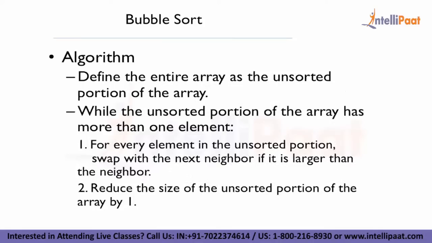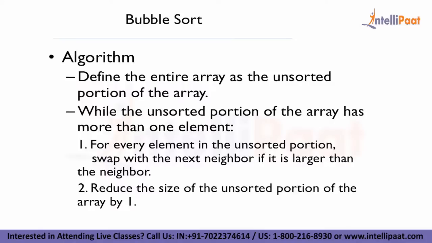So here's the algorithm. In bubble sort, what we are doing is defining the entire array as an unsorted array. While the unsorted portion of the array has more than one element, for each element in the unsorted portion, swap with the next neighbor if it is larger than the neighbor. So we are comparing two neighbors. Which one is the largest? We will be swapping.